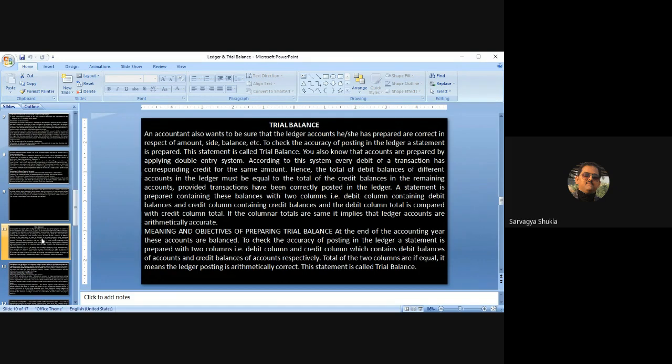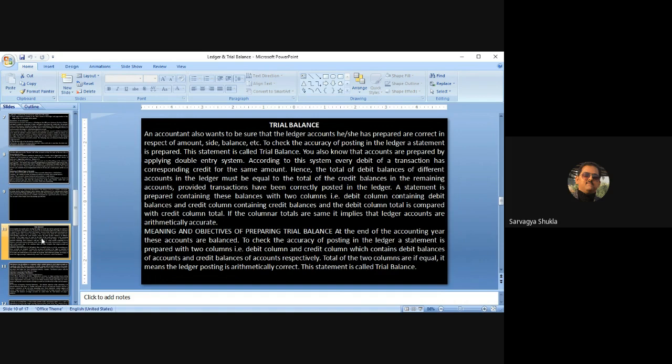You also know that accounts are prepared by applying the double entry system. According to this system, every debit of a transaction has a corresponding credit for the same amount. Hence the total of the debit balances of the different accounts in the ledger must be equal to the total of the credit balances, because we prepare our accounts on the basis of the double entry system, and the double entry system says that every debit has a corresponding credit and every credit has a corresponding debit. So the totals in the trial balance should tally. It means that the amount of debit balances is always equal to the amount of credit balances.